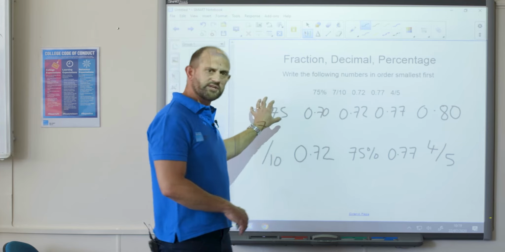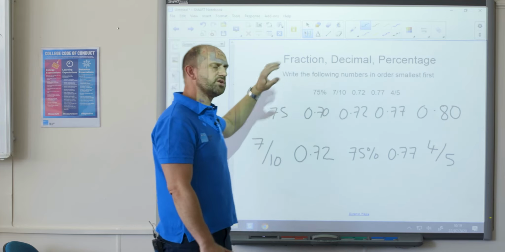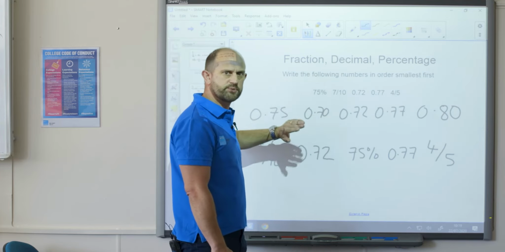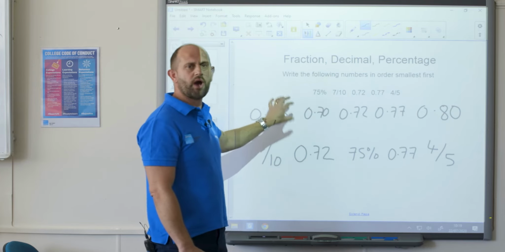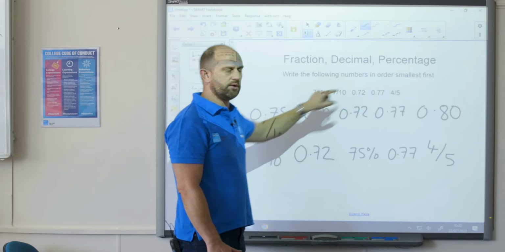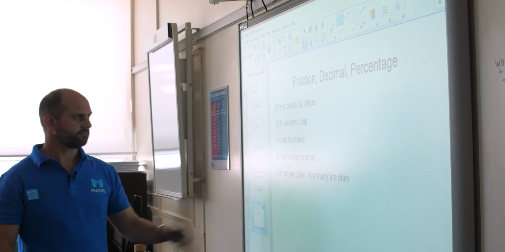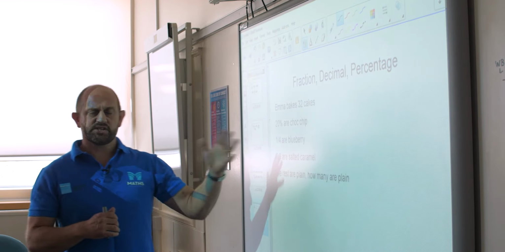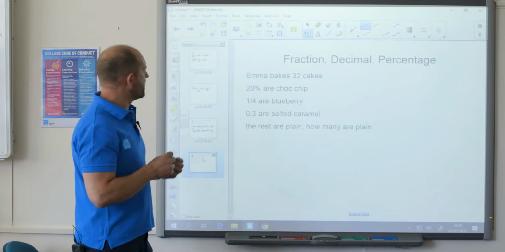Okay, you don't have to necessarily change them to decimals. You can turn them into fractions, or you can turn them into percentages. It's whatever way works best for you. Normally, I just pick the one that's been done already the most. Here's an exam question then. Let's have a look at a typical exam question.